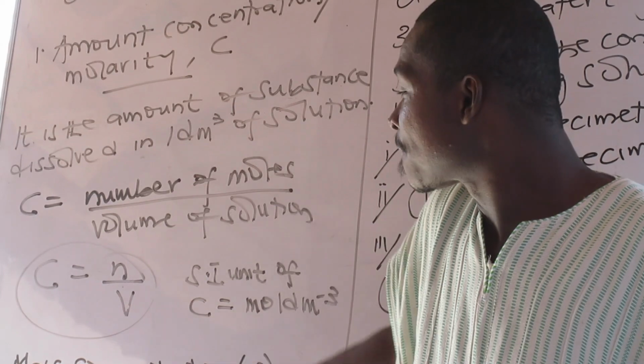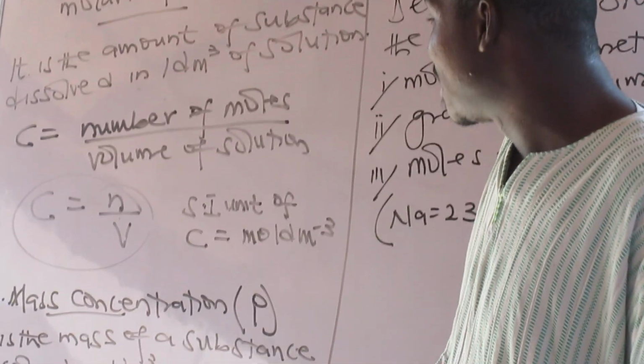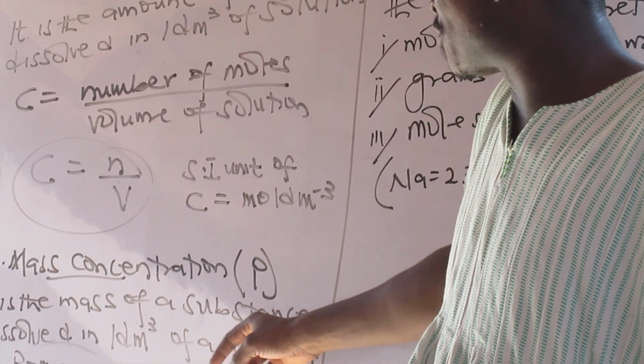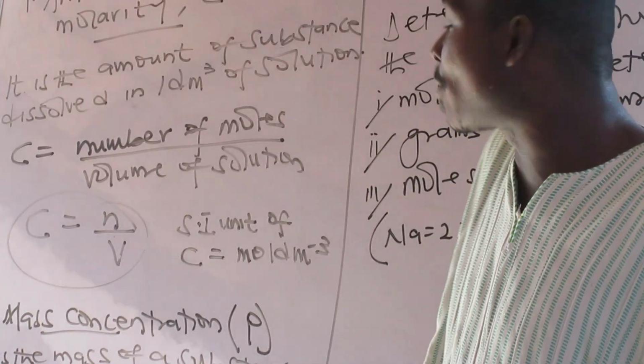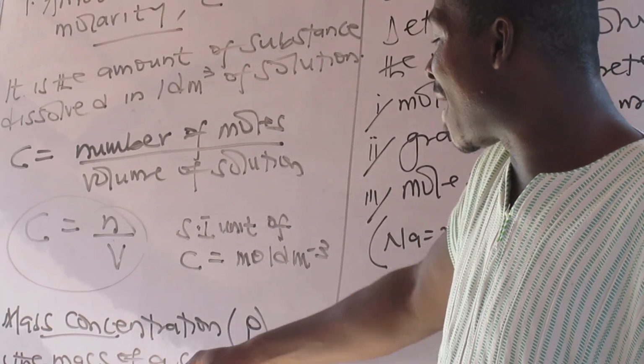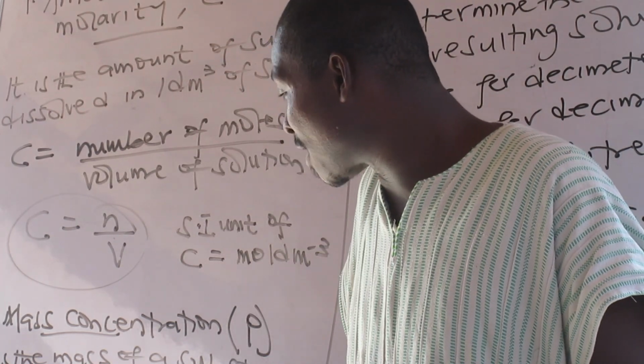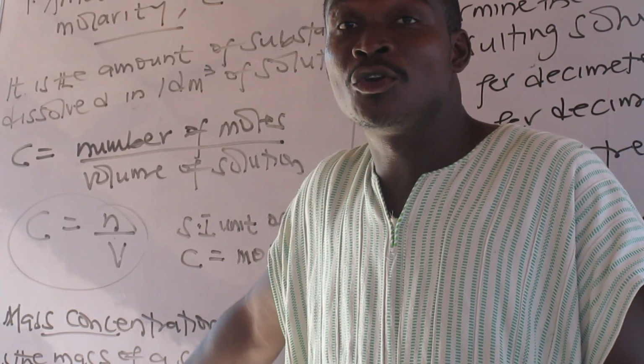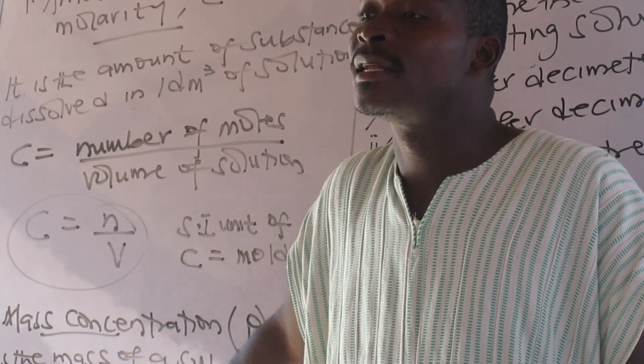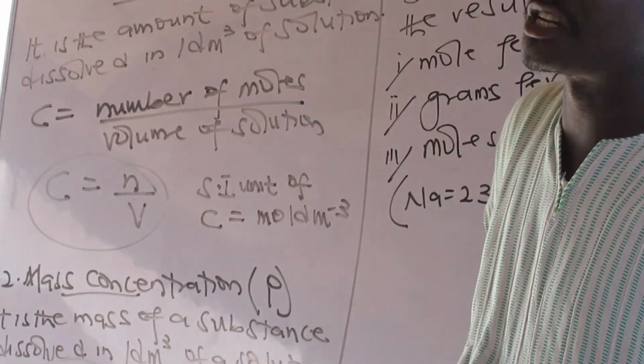Mass concentration is the mass of a substance dissolved in 1 decimeter cube of the solution. So it is a mass over the volume. So we have two formulas here, right? Mass over volume, and here we have concentration times molar mass. You normally see these formulas in most practical questions, when you are doing titration questions, right?